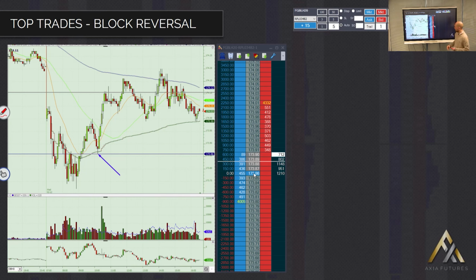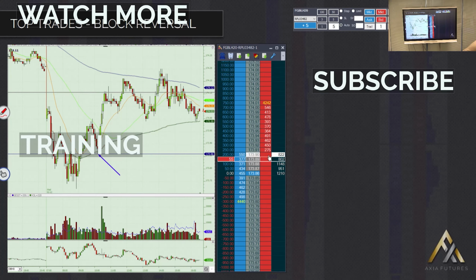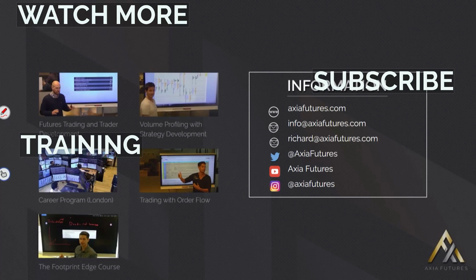So something to watch out for in future. That's a prime example of an absorption. That would not be the place to get out, just exiting the trade. That would not be the place to get out there, but that's a prime example of an absorption to set you up for the further move towards the upside.